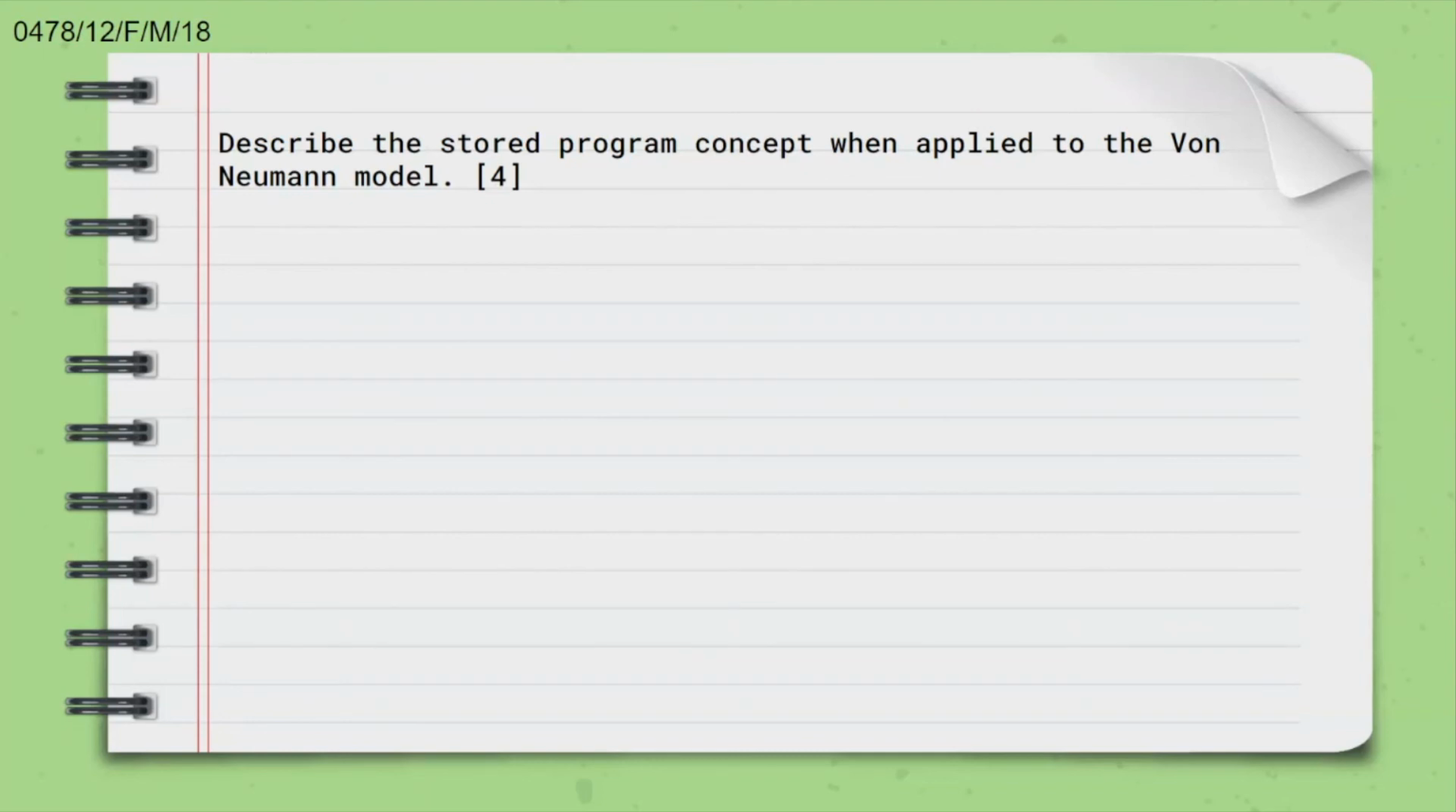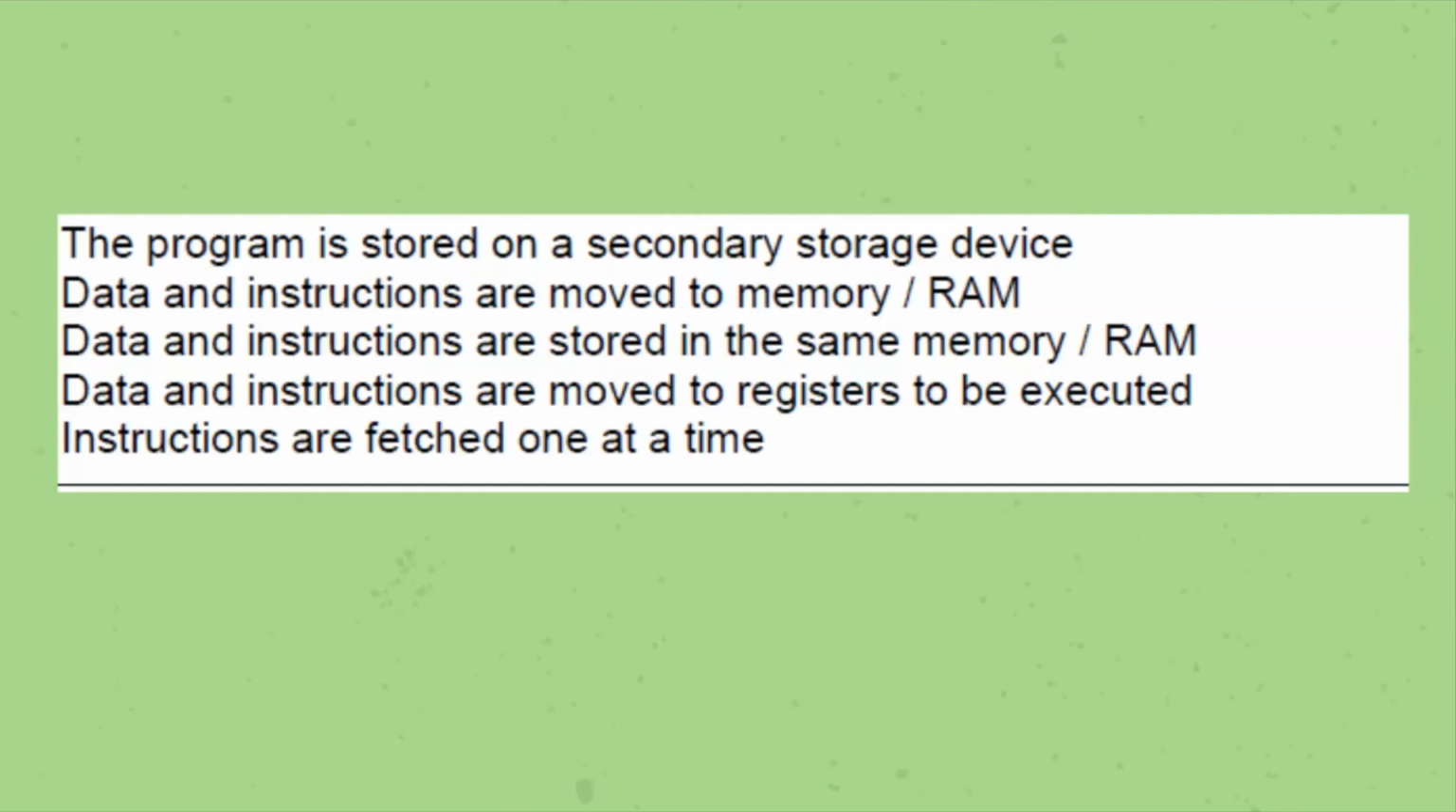Moving on to the next question. Describe the stored program concept when applied to the von Neumann model, a 4-mark question. This 4-mark question has been asked for 5 marks, 3 marks, and also has been repeated multiple times. Let me explain the concept with ease. First, let me read the concept mentioned in the marking scheme.